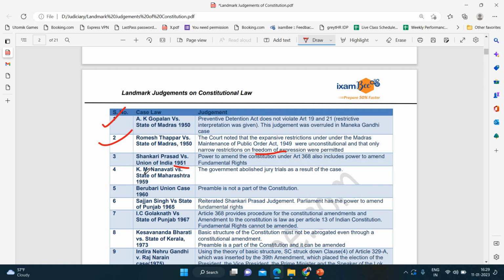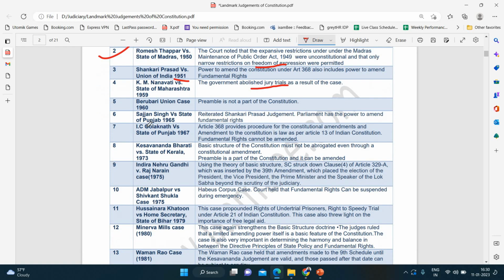Then the next judgment was K.M. Nanavati versus State of Maharashtra. The government here abolished jury trials as a result of this case. A very famous movie is also there on this case law. Via this judgment, the jury trials were abolished. The next important case is the Berubari Union Case 1960. Here it was stated that the preamble is not a part of the Constitution.